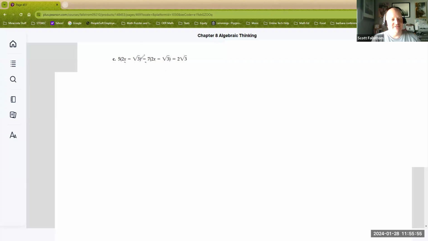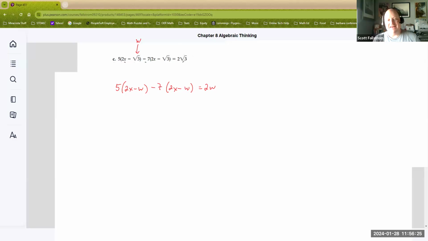Is it the square root of 3? Okay. Well, why don't we just call that W for now? So there's a W. So now when I rewrite this, I have 5 times 2x minus W minus 7 times 2x minus W equals 2W. Okay. See, now it's not that intimidating anymore.